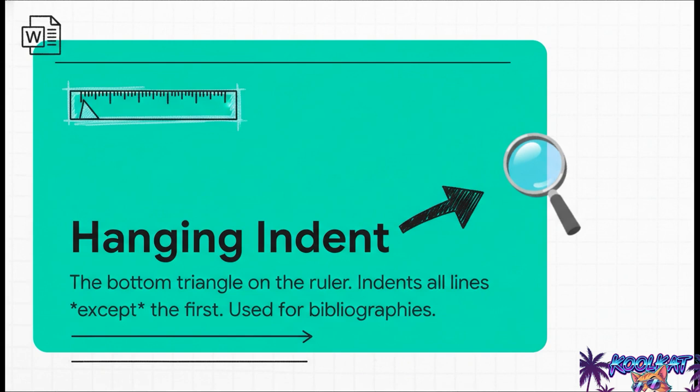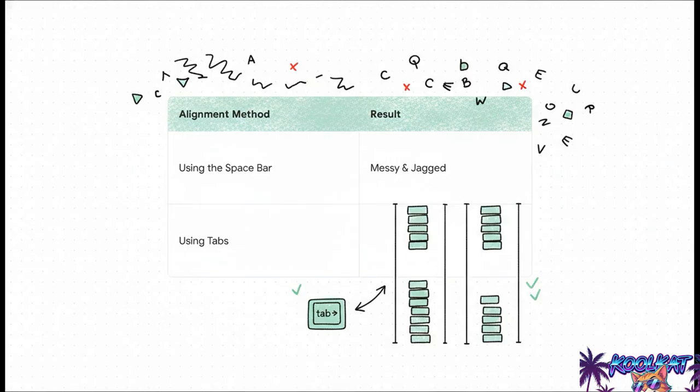If you've ever wondered how to format a bibliography or a works cited page perfectly, well, this is the secret. And this right here is exactly why the spacebar is such a bad idea. See, in most fonts, different letters take up different amounts of space. A skinny I is way smaller than a wide W, so a bunch of spaces will never line up perfectly.